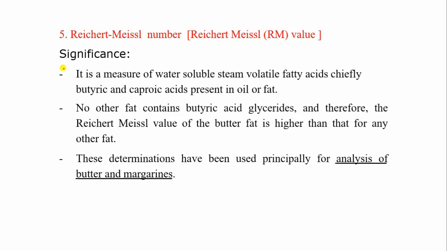What is the significance? It is a measure of water soluble steam volatile fatty acids, chiefly butyric and caproic acid present in the oil or fat. No other fat contains butyric acid glycerides, and therefore the Reichert-Meissl value of butter fat is higher than that of any other fat. Therefore, the determination has been used principally for the analysis of butter or margarines.